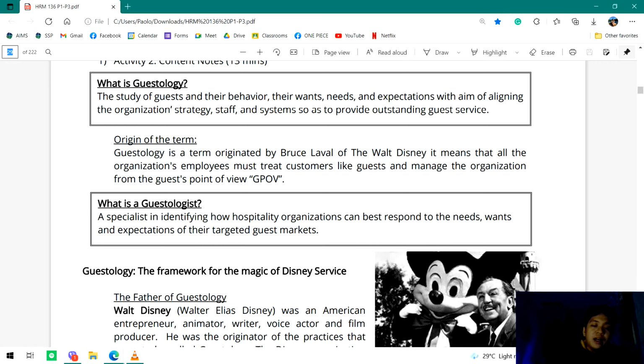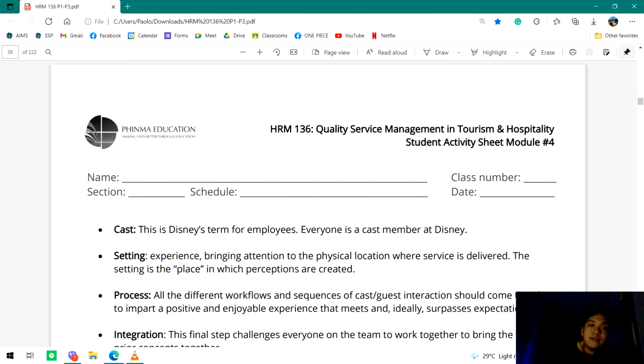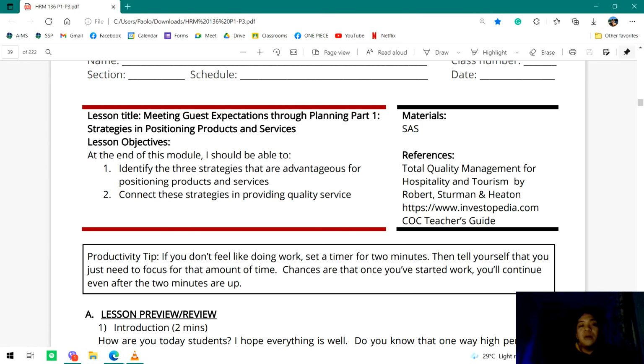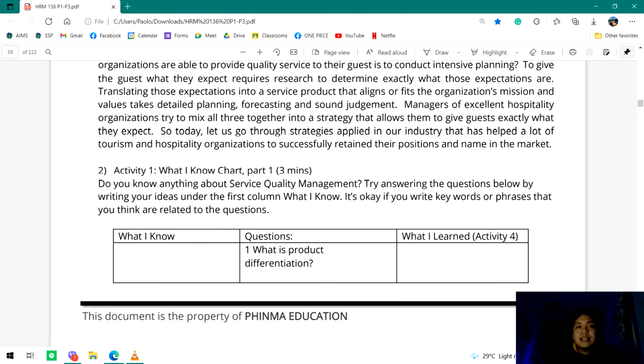So next, since guest service tayo, no? We'll be talking about now meeting guest expectations through planning. Part 1, strategies in positioning products and services. So basically, this module naman focuses on how you achieve or how you meet guest expectations and how you even try to go beyond guest expectations with the use of planning. And part 1 is the strategies in positioning products and services.